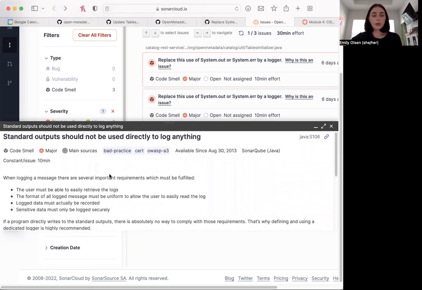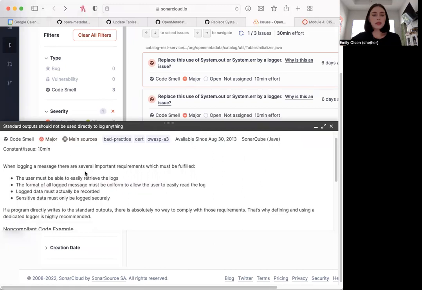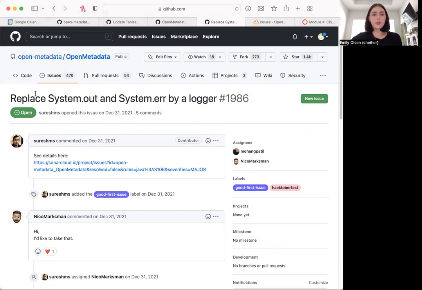Basically, why the original messages were incorrect is because they want to fulfill several important requirements, including the user must be able to easily retrieve the logs, the format of all log messages must be uniform, log data must actually be recorded, and sensitive data must only be logged securely. Without loggers, there's no way to comply with those requirements, so changing it to logger is just better for optimization and documentation. So I just wanted to show you the issue for this problem that they were having.